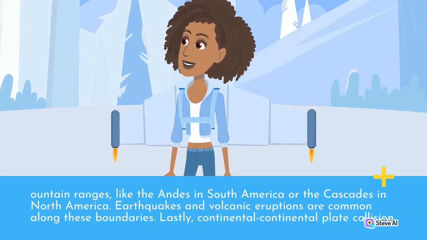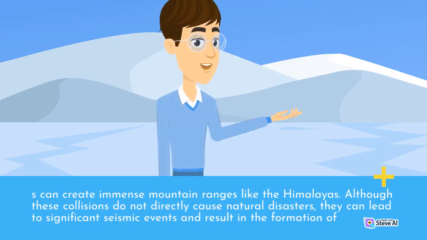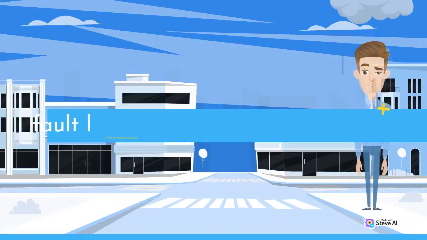Lastly, continental-continental plate collision can create immense mountain ranges like the Himalayas. Although these collisions do not directly cause natural disasters, they can lead to significant seismic events and result in the formation of fault lines.